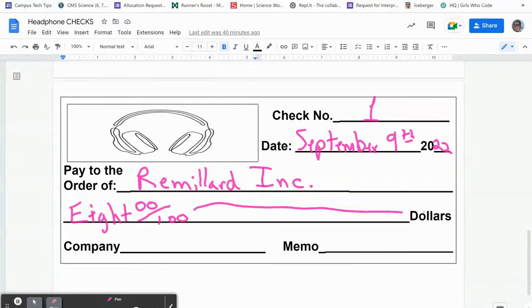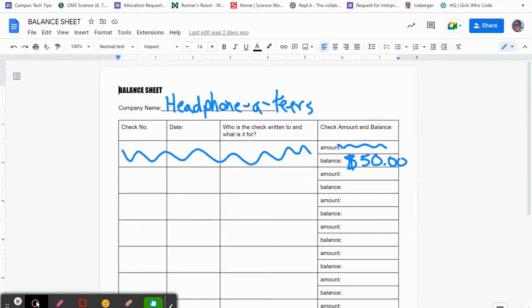Then down here you put your company name. So here I would put the Headphoneteers. In the memo, that's where you're going to write down what you're purchasing. Here I would write down 2 cups. Now that you have the check all done, you'll cut out the check and you'll go with your balance sheets to your teacher. And you have to fill out the entire row of your balance sheet.